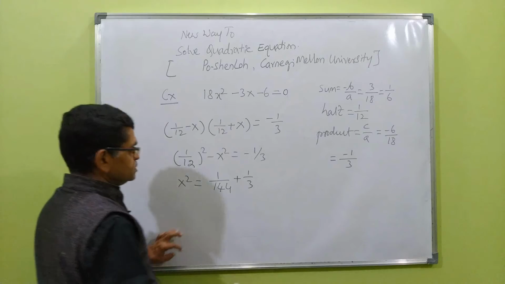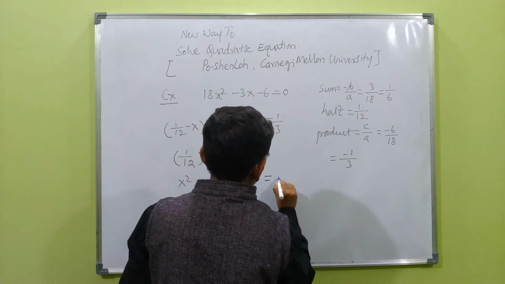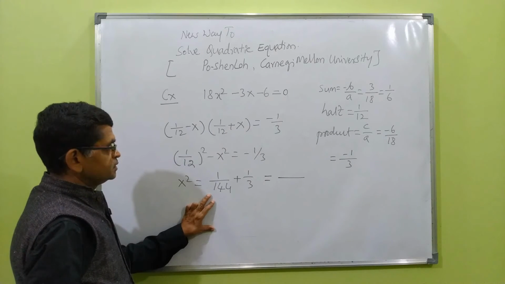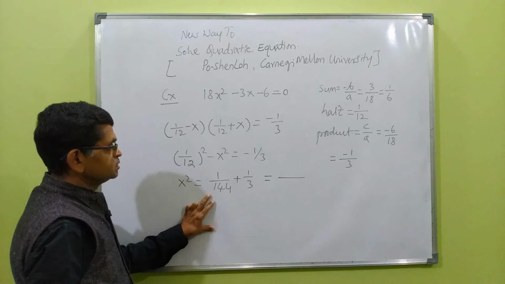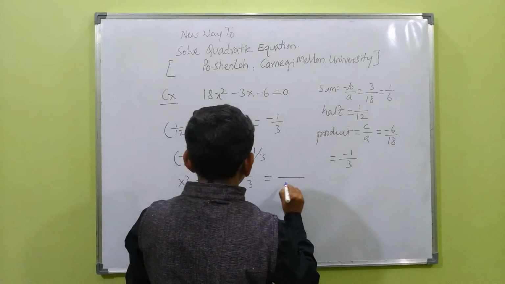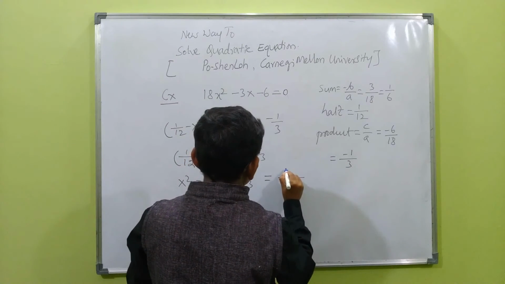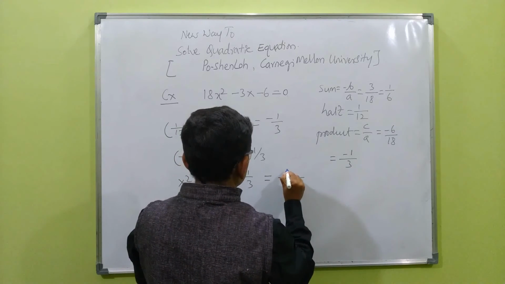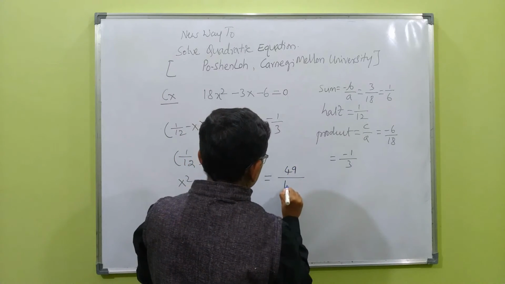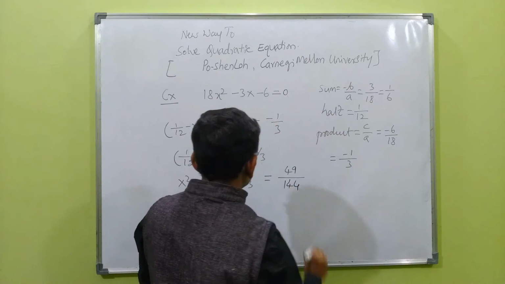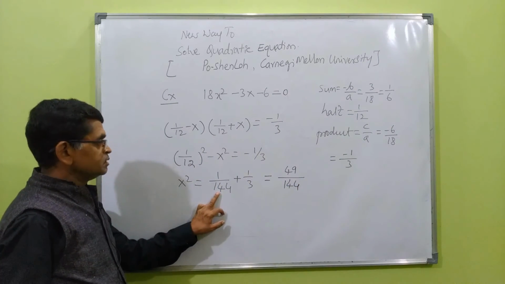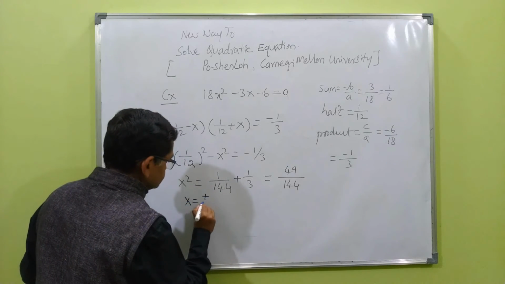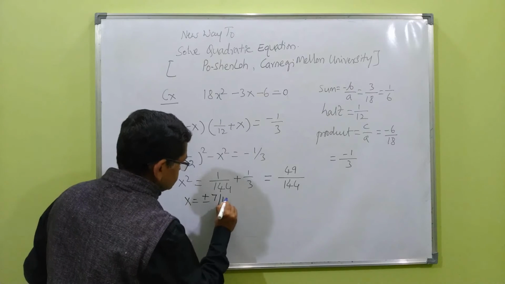So how much is it? So this will be 3 4s are 12, 3 8s are... 3 4s are 12. Yes, 49 by 144, isn't it? So x is equal to plus or minus 7 by 12.